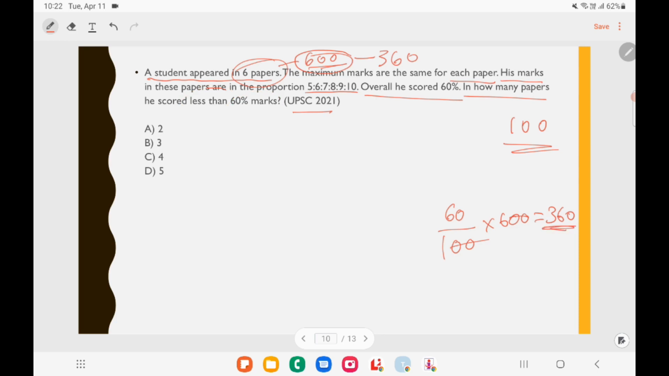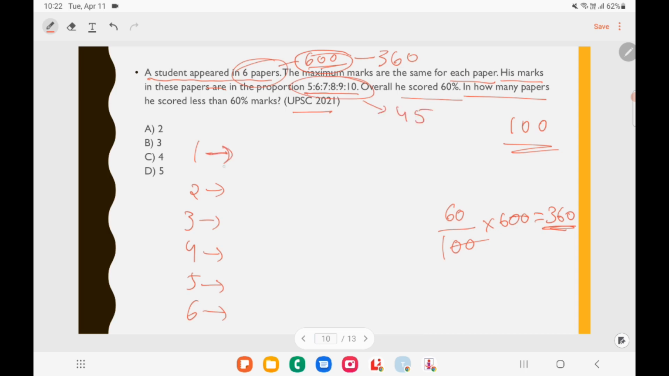Now we need to find out the mark in each of the papers. You have 6 papers: 1, 2, 3, 4, 5 and 6. The ratio is 5 is to 6 is to 7 is to 8 is to 9 is to 10. Just add all these ratios. You will get 11, 18, 26, 35 and 45. So the total is 45.